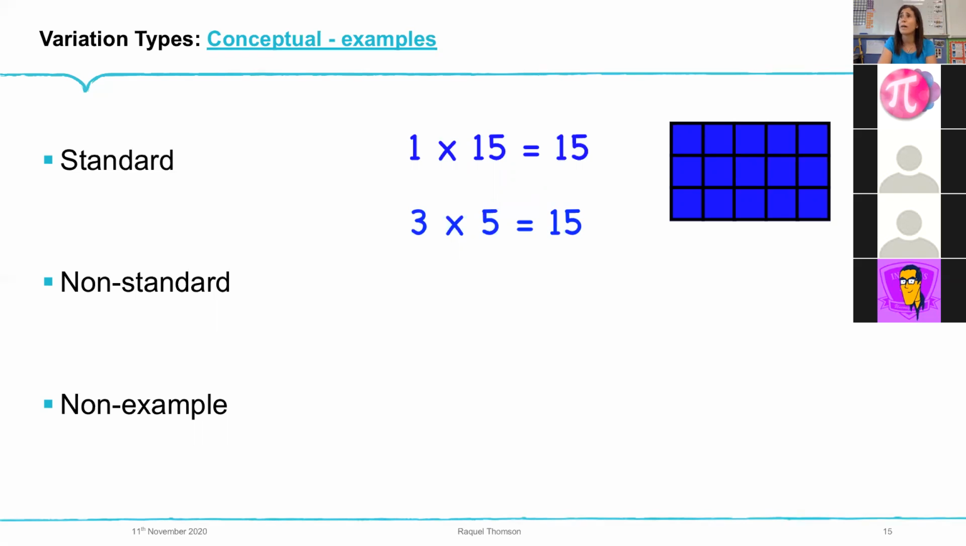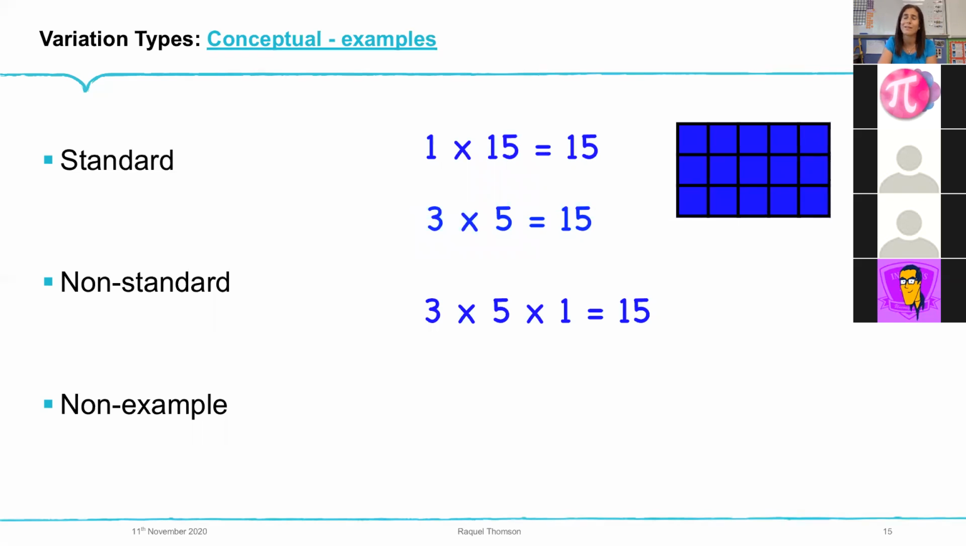So we talked about the standard, I showed them the standard and then showed them this example. Why is it that this one isn't showing factors? And that was to elicit the idea that factors come in pairs. 3 times 5 is in fact 15, and 1 times 15 is in fact 15. But 3 times 5 times 1, those 3 together, they're not factor pairs. They tend to come in pairs.